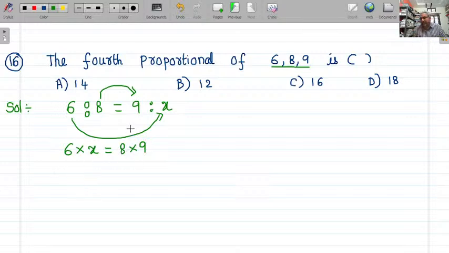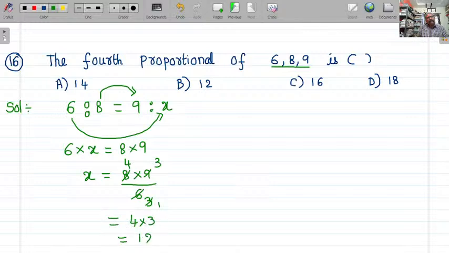This is a linear equation in x. So x is equal to 8 into 9 upon 6. 2 3s are 6, 2 4s are 8, again 3 1s are 3, 3 3s are 9. So 4 times 3, the option is 12. This is actually the traditional method.